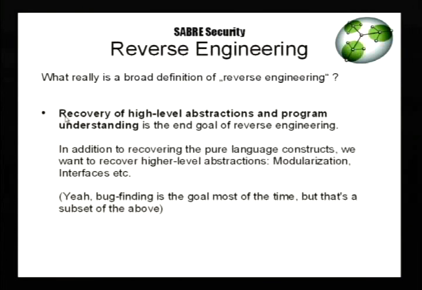So the really broad definition of reverse engineering has to be that we want to recover high-level abstractions, meaning we want to basically get all the things from the executable that normally a good and clean design process or engineering process would create, meaning modularization, interfaces, how the components fit together, which components are responsible for what, and so forth. Essentially, reverse engineering should be able to generate, given only an executable, a full documentation of the program and diagrams of how things relate and so forth to make it easy to understand the system.